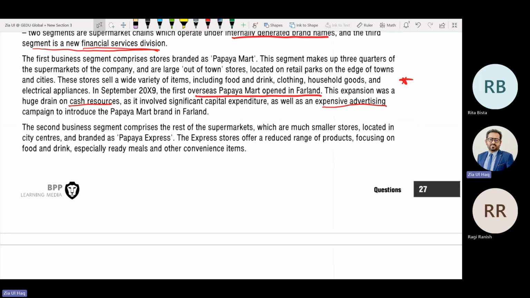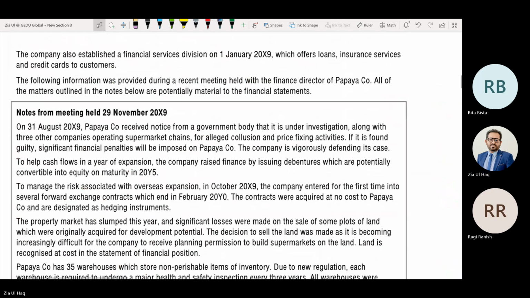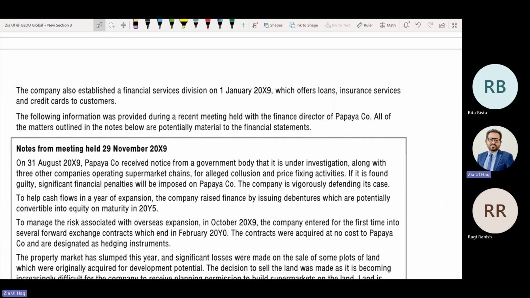The second business segment comprises the rest of the supermarkets, which are much smaller stores located in city centers and branded as Papaya Express. The express stores offer a reduced range of products, focusing on food and drink, especially ready meals and other convenience items. Okay, this is information. The company also established a financial services division on 1st January 2009, which offers loans, insurance services, and credit cards to customers. That's why we have discussed this as a separate segment.